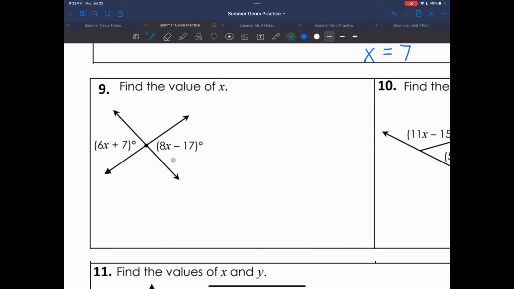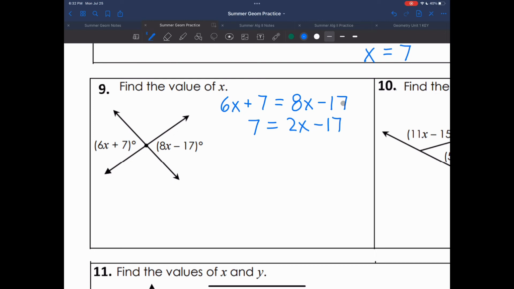Okay, number 9. Find the value of x. Well, these are vertical angles, which means they are equal to each other, which means I can set them equal and solve. So I'm going to do 6x plus 7 equal to 8x minus 17. Okay, and on this one, I probably would subtract the 6x. I like to keep my x's positive if I can, so I would get 7 equals 2x when you subtract 6 from 8, minus 17.